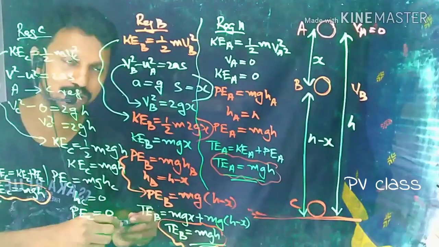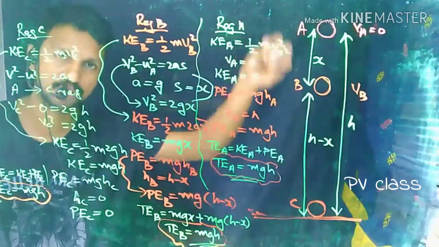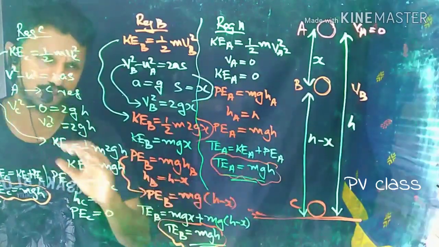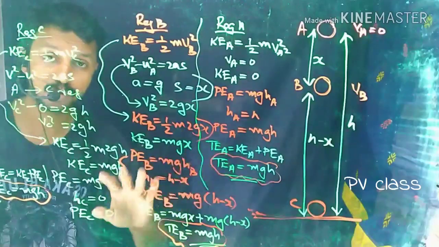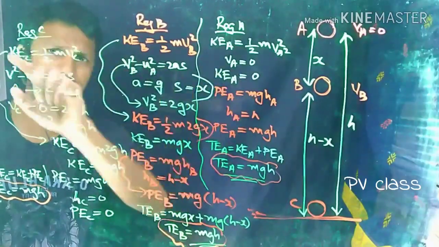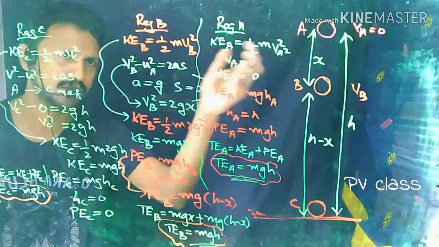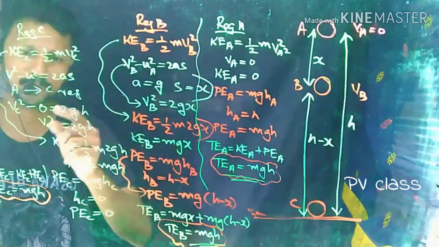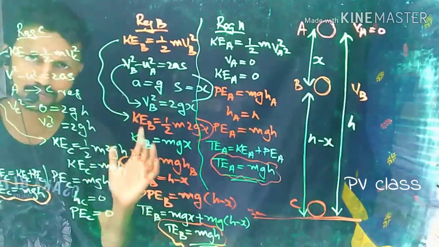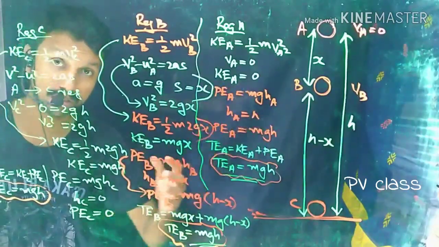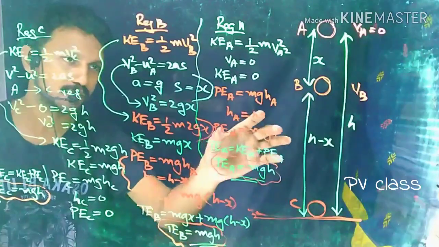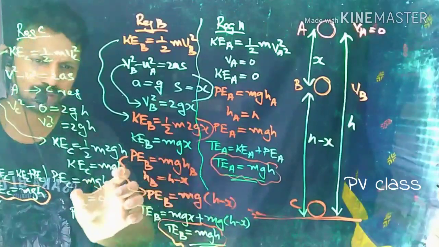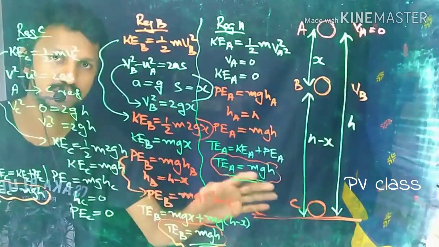That means throughout the motion of the ball, or throughout the free fall situation, the total energy is always constant. Is kinetic energy constant in all cases? No. Kinetic energy is increasing as it is moving from region A to region B to region C. Is the potential energy constant in all situations? No. Potential energy is decreasing from region A to region B to region C. But total energy is always a constant.